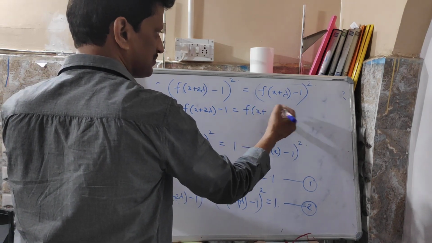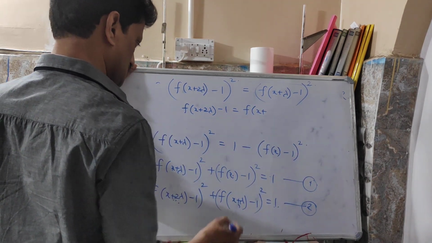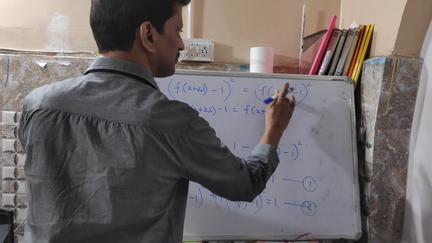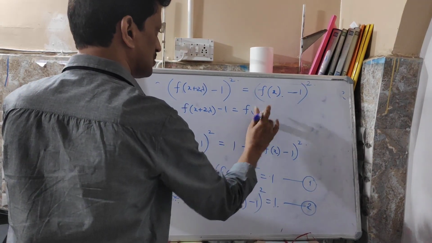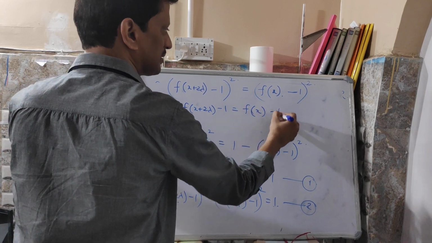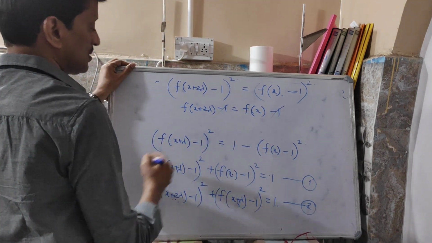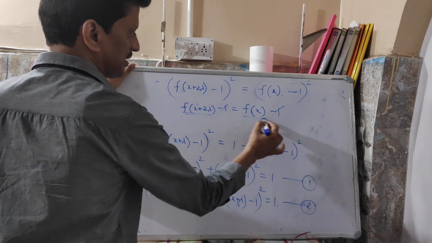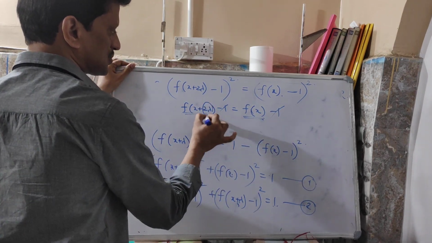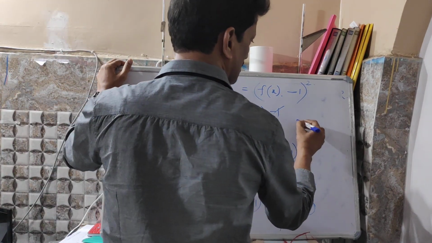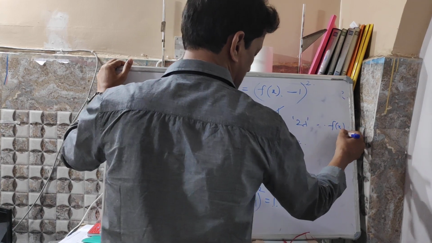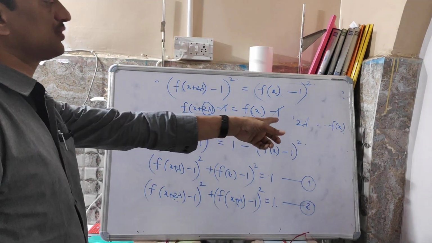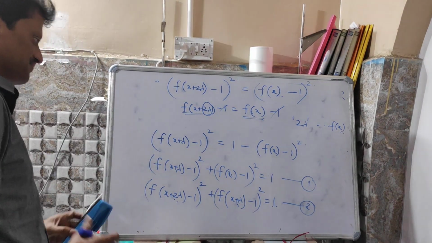f of x minus 1 whole square. So f of x minus 1, this minus 1 also gets cancelled. So f of x plus 2 lambda equal to f of x. That proves 2 lambda is the period. 2 lambda is the period of your function f of x. मतलब function is periodic with fundamental period 2 lambda.